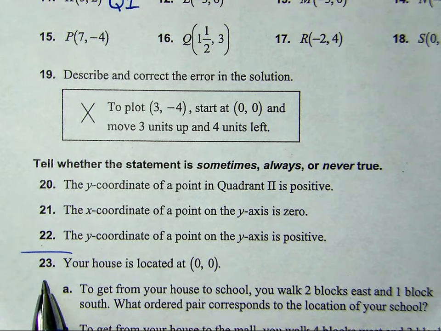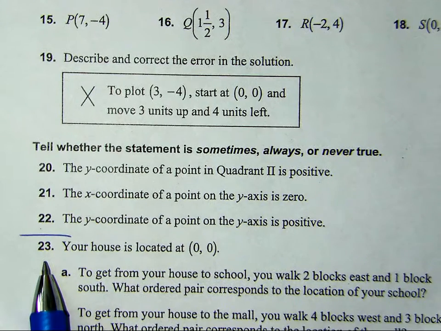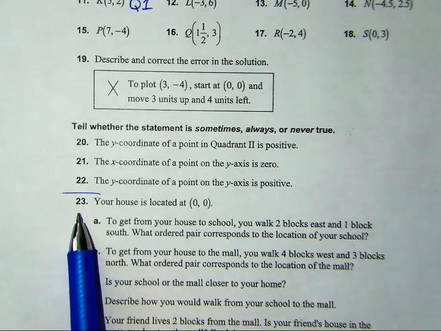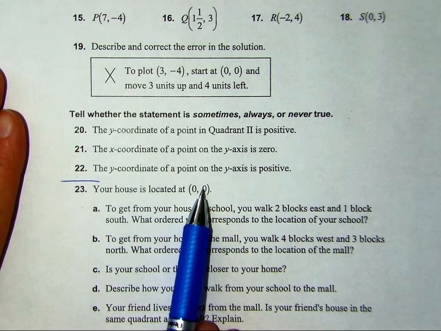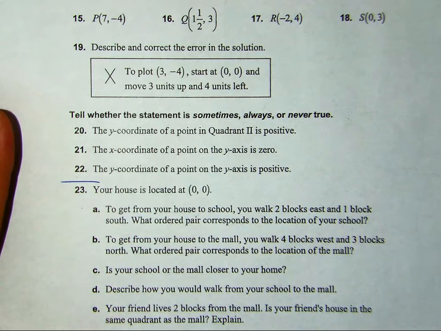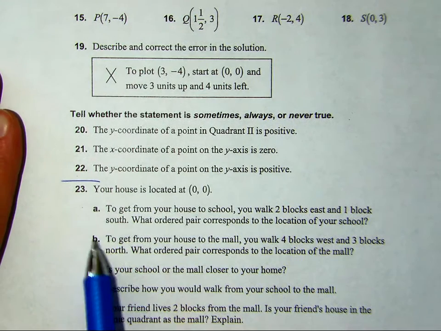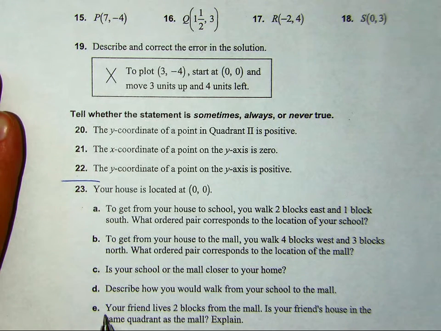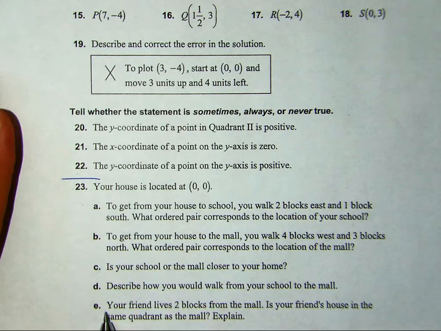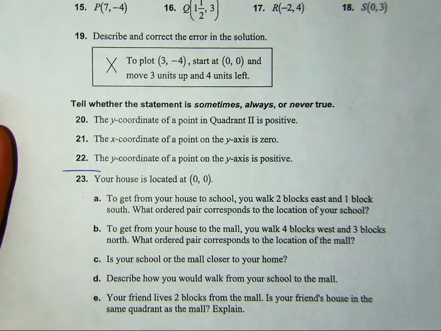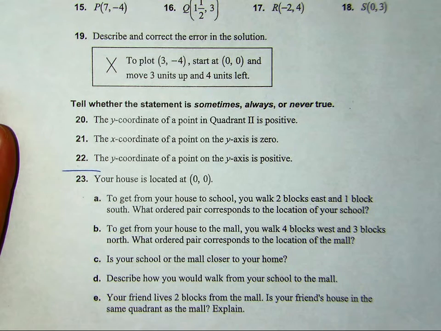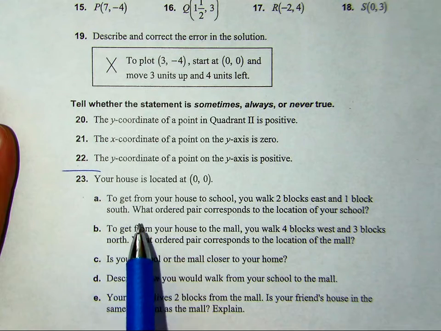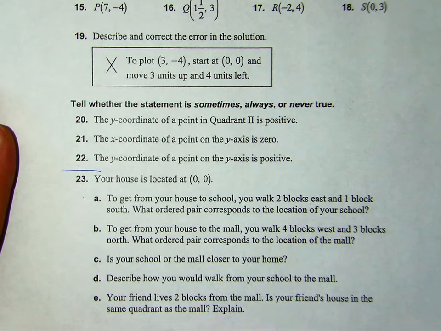Now, for number 23, this is a little bit trickier problem, but it's not as hard as we think. They just give you the information first. They tell you your house is located at 0, 0. It is not multiple choice. Please don't circle one of these and assume it's multiple choice. That makes me bang my head against the wall because you need to read each one, and you'll notice they are a question. So, to get from your house to school, you walk 2 blocks east and 1 block south. What ordered pair corresponds to the location of your school?